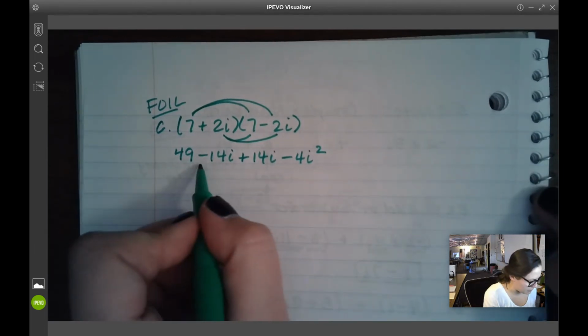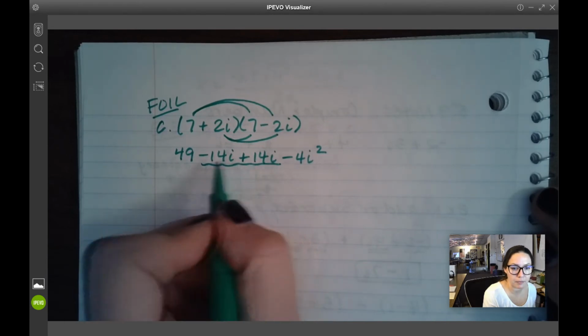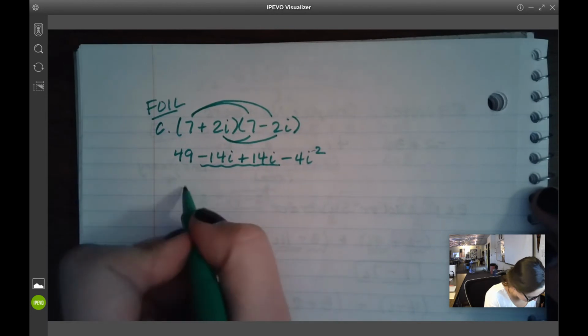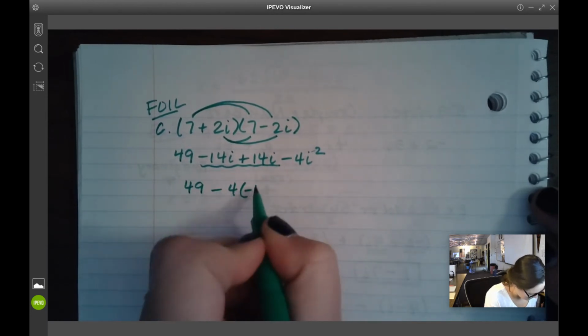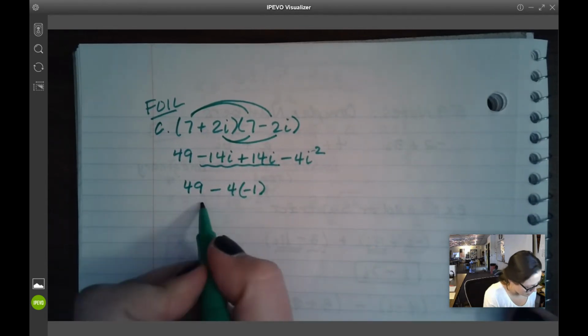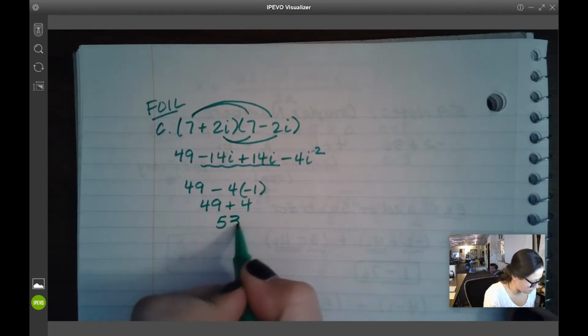I can combine like terms, and when I do, those are going to cancel out, make 0. I'm also going to turn i squared into negative 1. So I have 49 minus 4 times negative 1, because remember, these canceled out. That becomes 49 plus 4, which is 53.